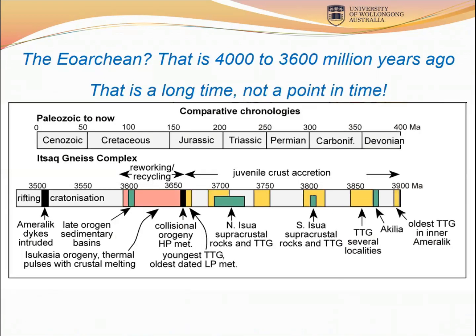So the Eoarchean is not a point in time, okay? The Eoarchean is 4,000 to 3,600 million years ago. So that's a long time. It's not just a point in time. People tend to think of it just as a point in time, but if you lay it alongside part of the Phanerozoic, you can see it stretches from now way back actually into the Paleozoic. So it is a very long period of time, and a lot can, of course, happen in 400 million years.